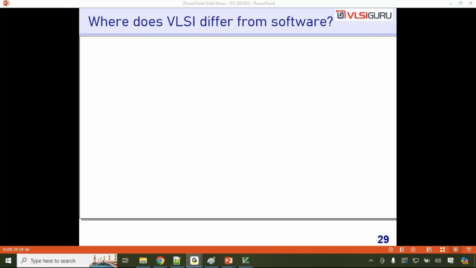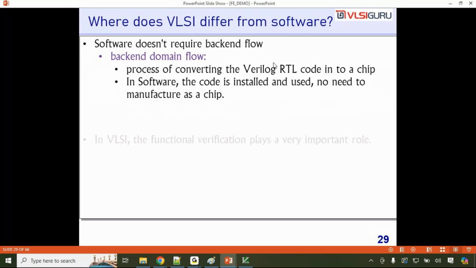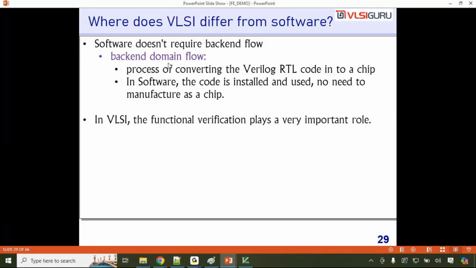As soon as you develop the software, once it is tested that it is working fine, you don't go for any fabrication. You directly install it into the electronic product. Let's say I have an application which is tested. I can directly install that application and start using it. Whereas in hardware, once the code is working fine, you have to manufacture it to use it. That is the primary difference. So software doesn't require a backend domain flow.